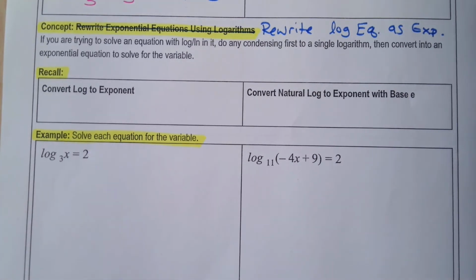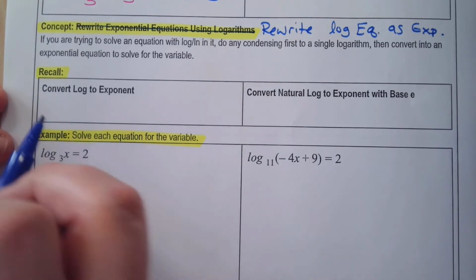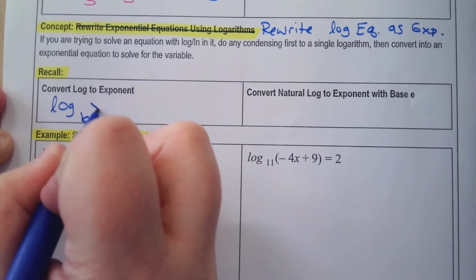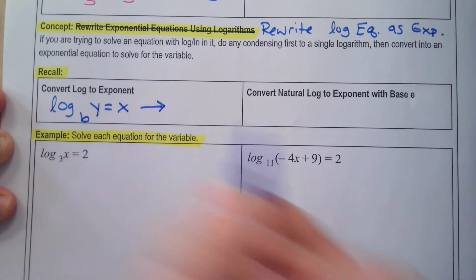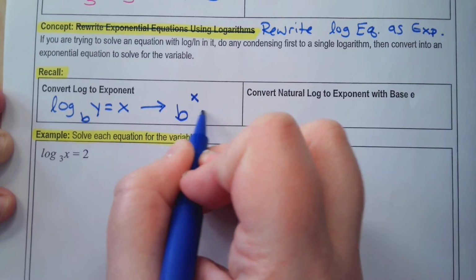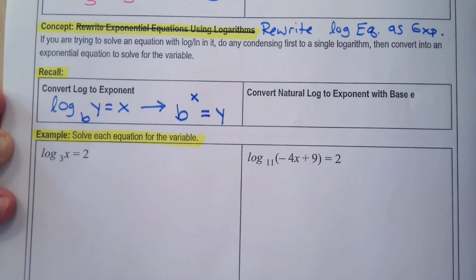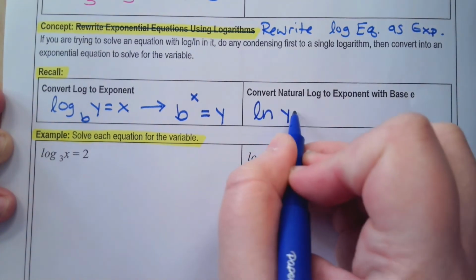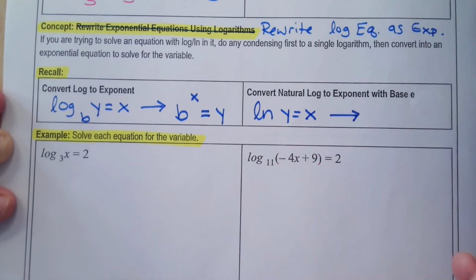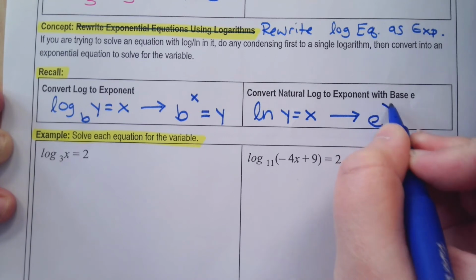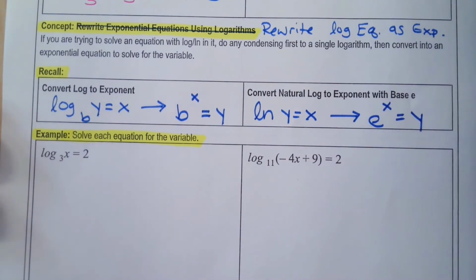So first, let's recall how we convert. Converting from a log to an exponent. We have log base b of y is equal to x. And to write it as an exponent, we're going to have base b to the power of x is equal to y. All right, natural logs. If we have the natural log of y is equal to x, to write it as an exponent, remember natural log is base e, so e to the power of x is equal to y.